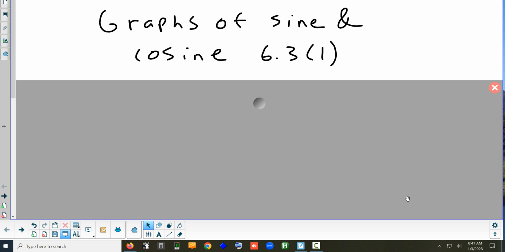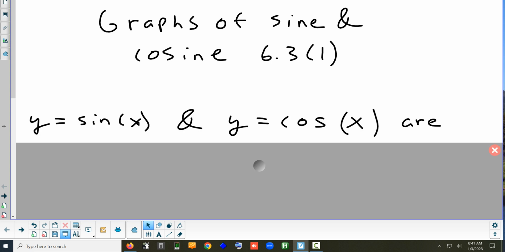The first section we're going to look at this week is 6.3, part 1. Then we're going to do part 2 tomorrow. We'll do part 3 on Thursday. So no review day this week, but I think you'll find this stuff is probably pretty easy. So we're going to be looking at graphing those two functions.